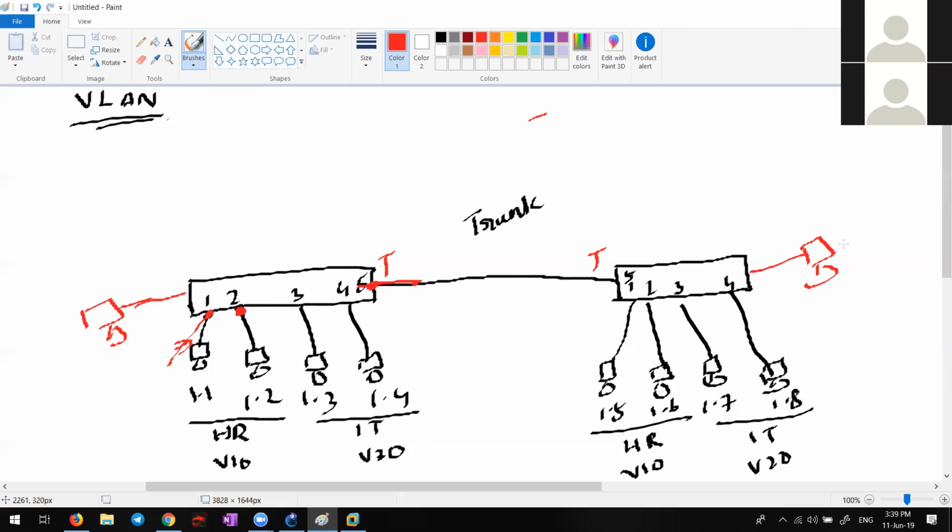Then what else? Any ideas? During migration when we were using hubs. Yes, that time. So guys, before switches there were hubs.